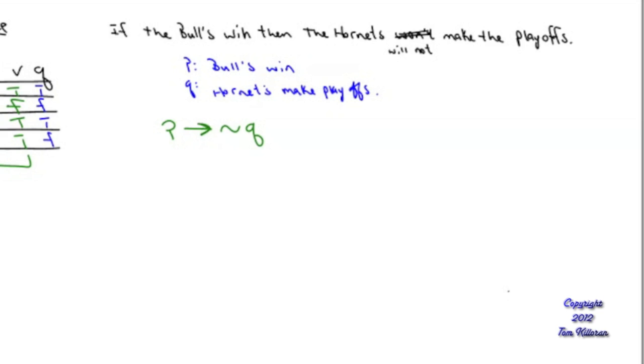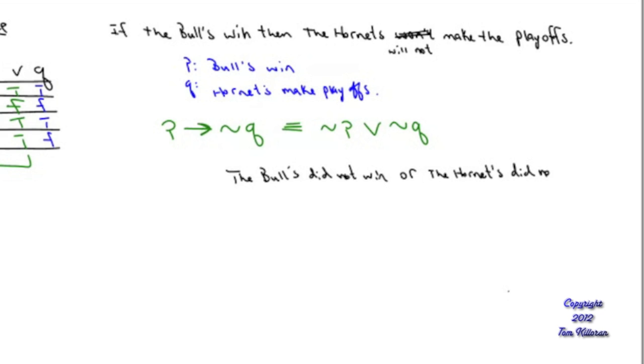So one's changing and the other one is staying the same. The conditional is turning into a disjunction. P changes, Q doesn't. So over here this is going to be squiggly P, or squiggly Q. The second part doesn't change, so squiggly Q. So let's write that in English. Not P: the Bulls did not win, or the Hornets did not make the playoffs.